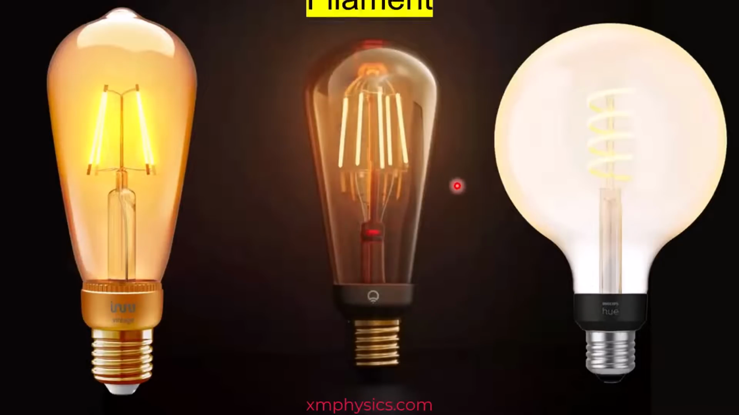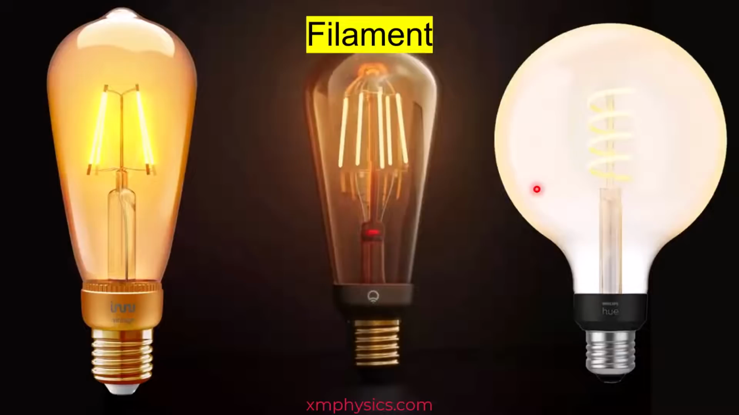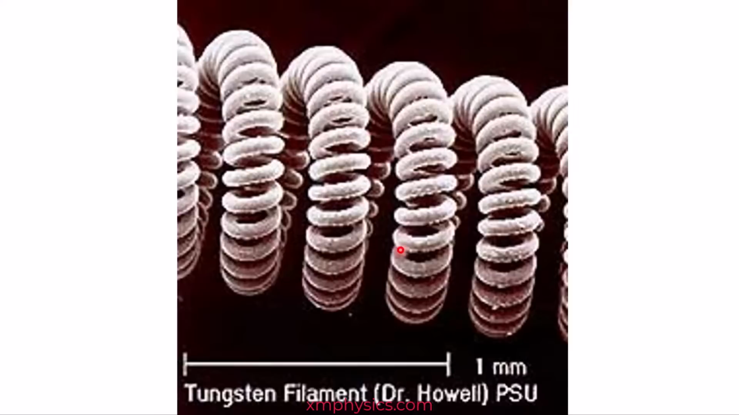Okay, let's move on to the filament. That's why these are called filament lamps, because the thing that glows and gives off the light is the filament. If you look closely, you can see that each filament is actually a helical coil. And if you look even more closely, you realize that the helical coil itself is also a helical coil. See? This is what I mean, yeah? The helical coil is also a helical coil.